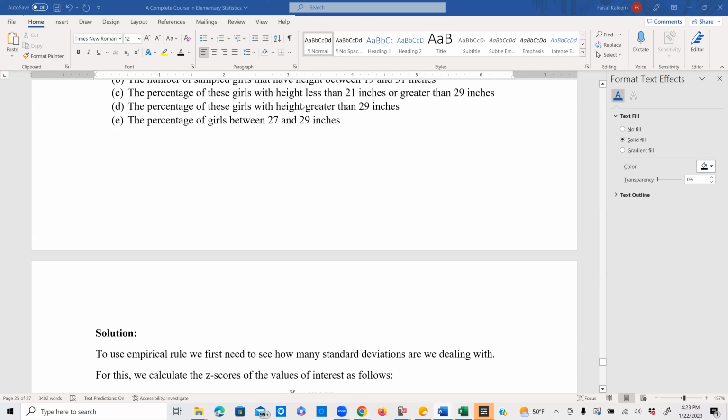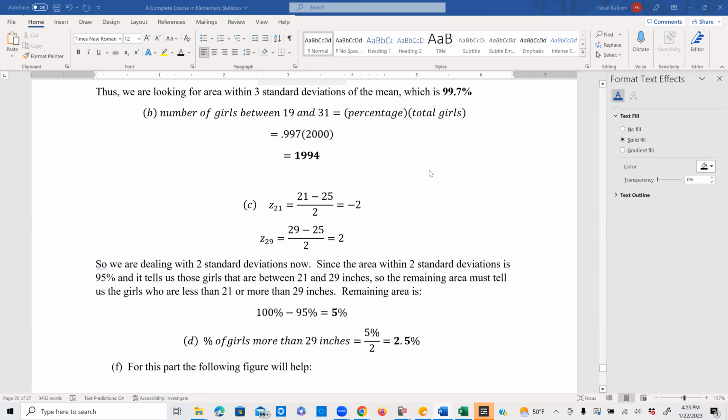Part C, the percentage of girls whose height is less than 21 inches or greater than 29 inches. So we will change the 21 and the 29 into z-scores.